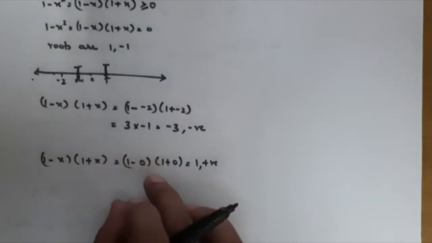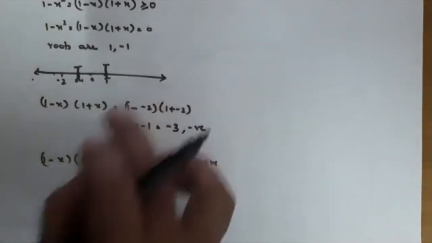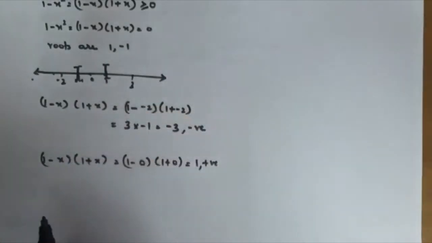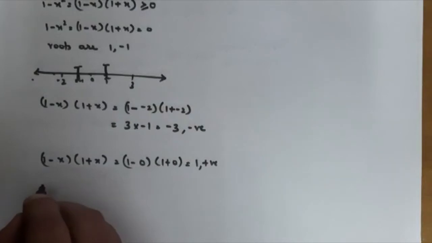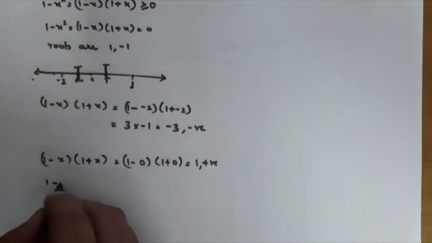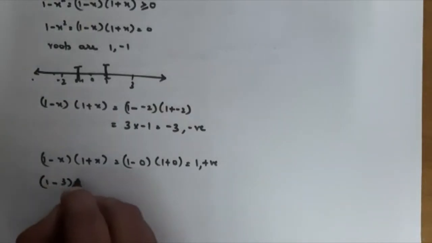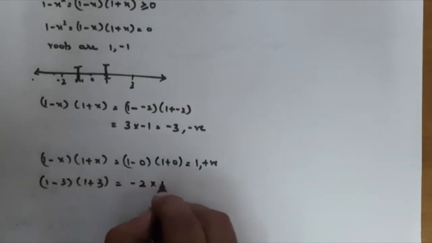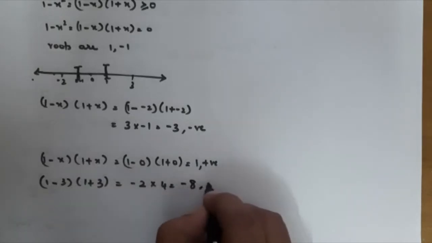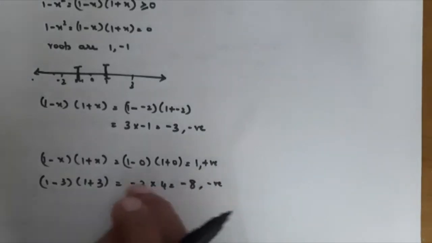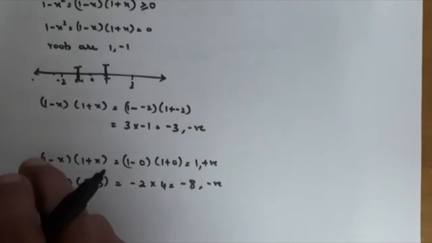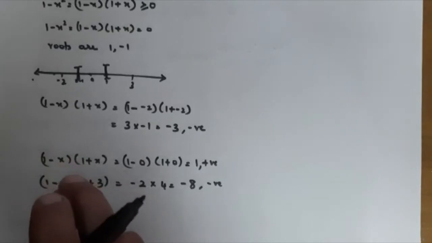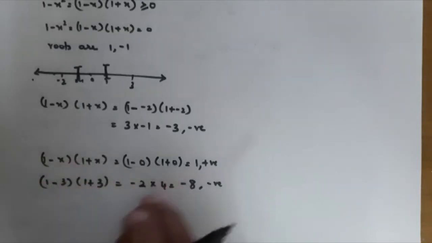Now you consider the third part also. Third part is from 1 to infinity. You take a value from that part, let it be 3. Substituting 3 for x, what will you get? 1 minus 3 into 1 plus 3. What is this? 1 minus 3 is minus 2. Minus 2 into 4 equal to minus 8, which is negative. What does it mean? If you give a value from the third part for x, that inequality 1 minus x into 1 plus x greater than or equal to 0 is not satisfied.